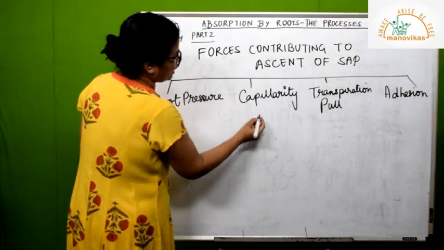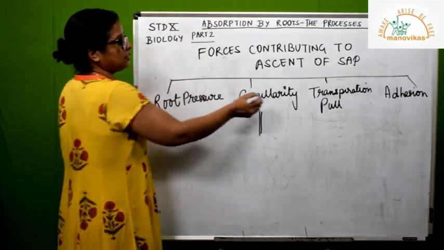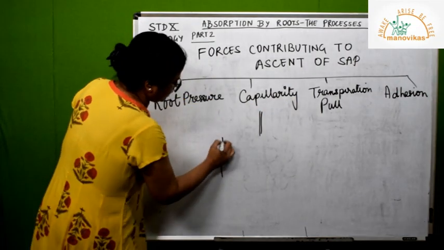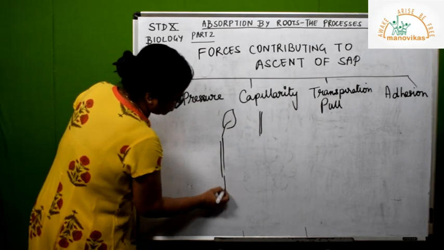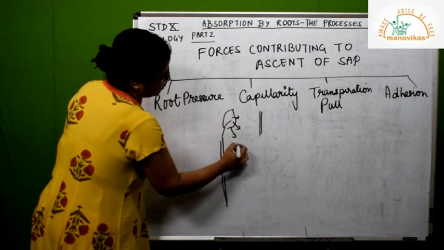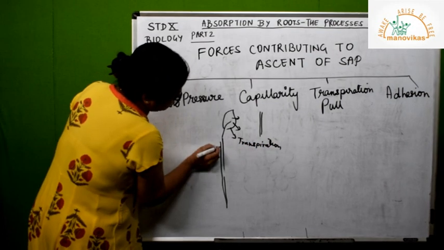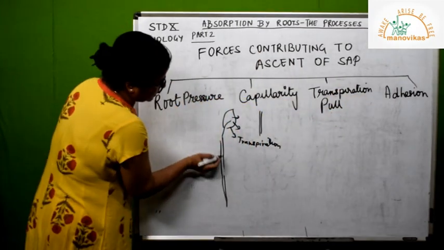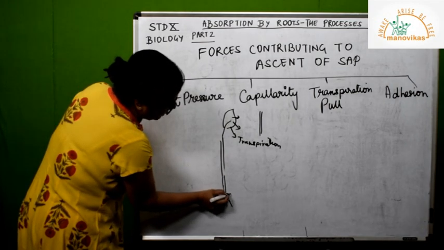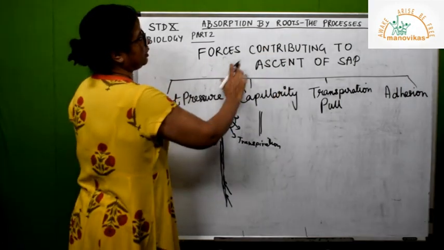Then there is capillarity. The narrower the vessel is, the higher the water will rise. This is called capillarity. Then we have transpiration pull. Suppose there's a plant here with leaves on top. It forms a continuous stream of water going up as the leaves lose water via transpiration. At the same time, because the water molecules adhere to each other, as there is a loss from here, there will be an entry of water. So these are the major factors that contribute to the ascent of sap.